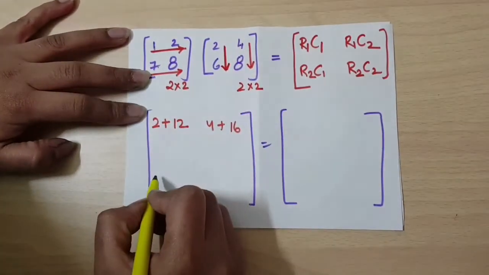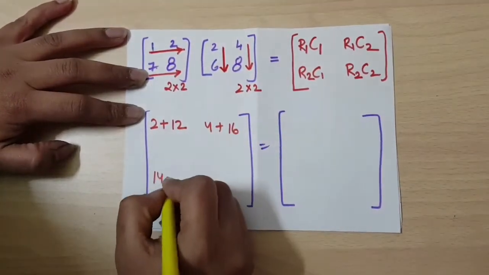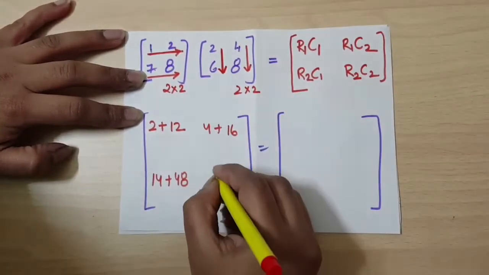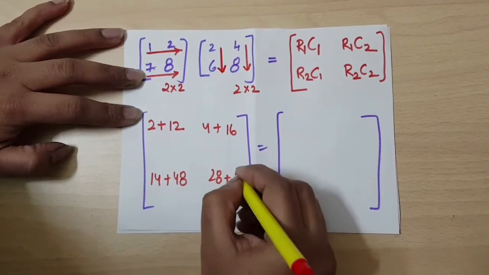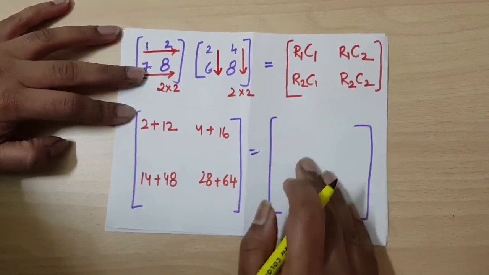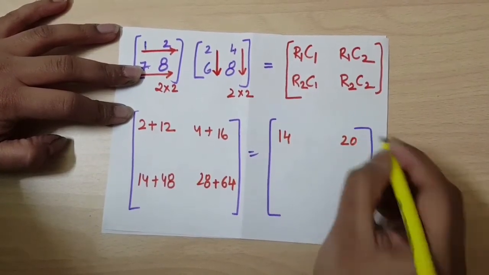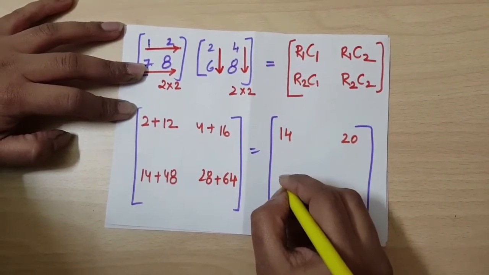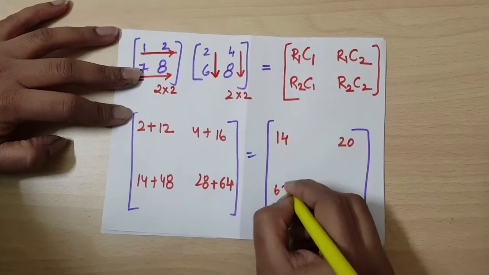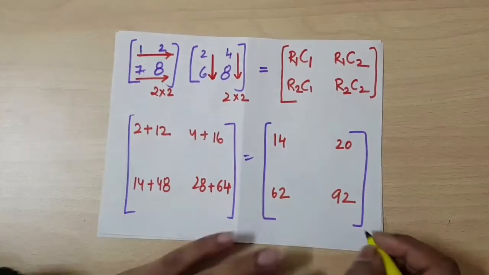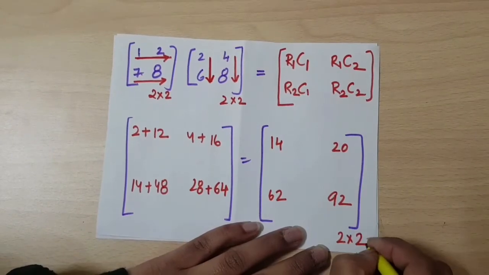1 into 4, 4, plus 2 8s are 16. The second row will be 7 into 2, 14, plus 48. Next will be 28 plus 64. Therefore, it comes out to be 14, 20, 62 and 92, of the order 2 by 2.